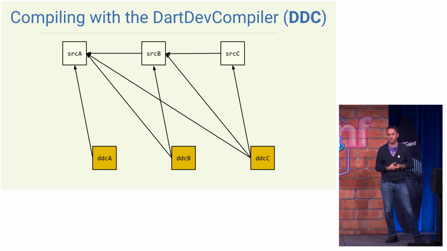Dart dev compiler has different constraints. It actually wants to build small amounts of JavaScript per Dart file, more of a transpile, more something like you would see in TypeScript, or you would see in CoffeeScript, or I'm sure Elm, or Reason, or whatever's cool this week.